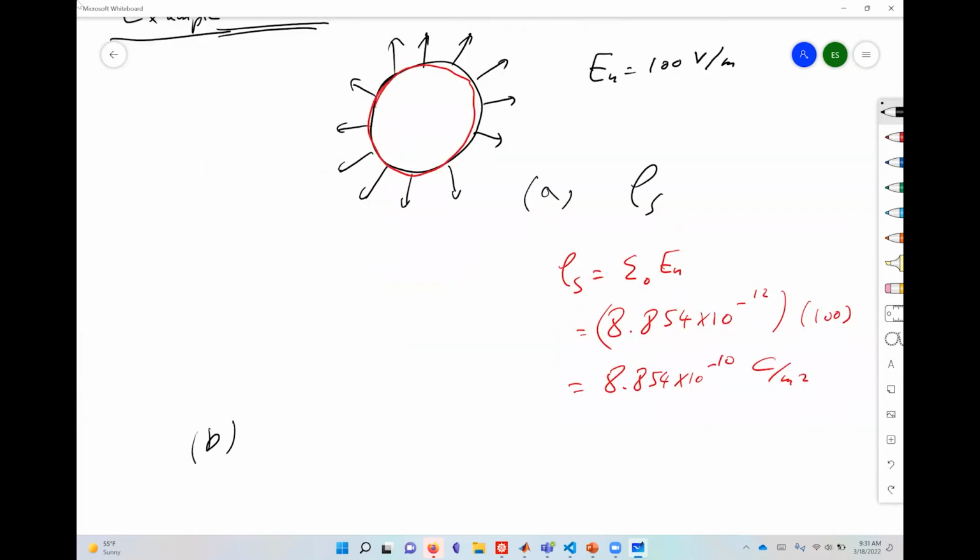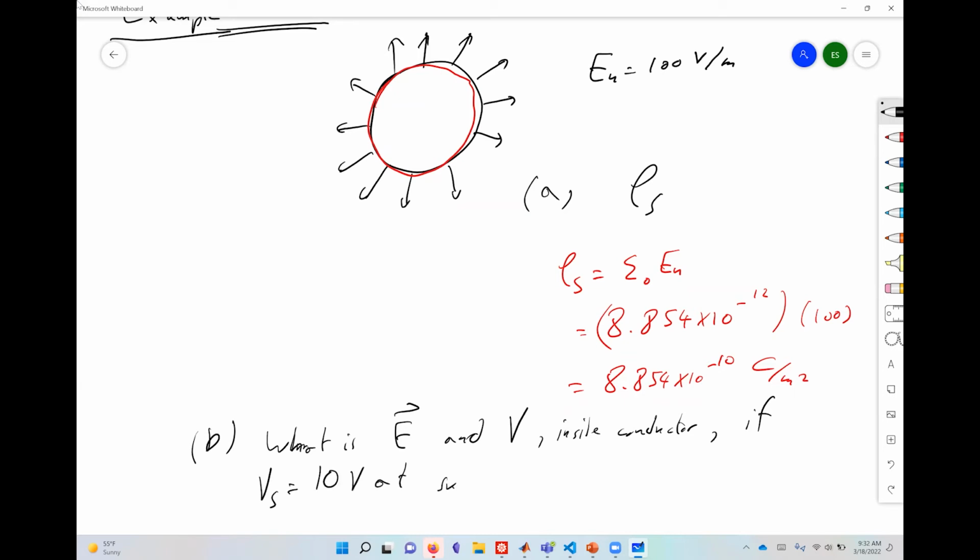Part B. What is E and V, the scalar field, inside the conductor if Vs is 10 volts at the surface? So I'm giving you what the potential energy is at the surface.